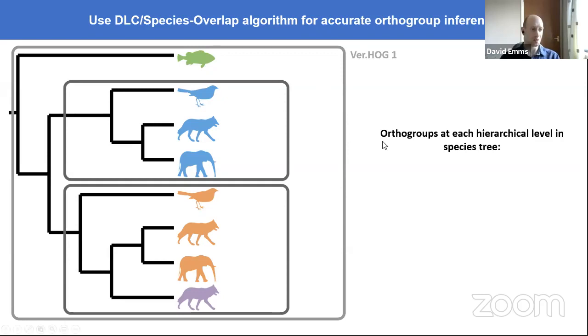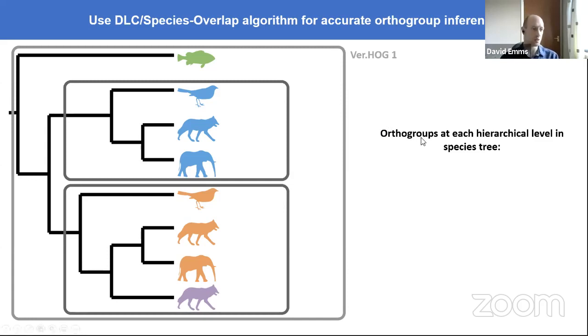So basically, we recognized that this high accuracy ortholog inference method we had would also do exactly what we needed for orthogroup inference. We can use it to split up any orthogroups that shouldn't be in the same orthogroup, remove genes which are incorrectly placed, and calculate orthogroups. But it also means we can actually calculate orthogroups at every single hierarchical level within our species tree.